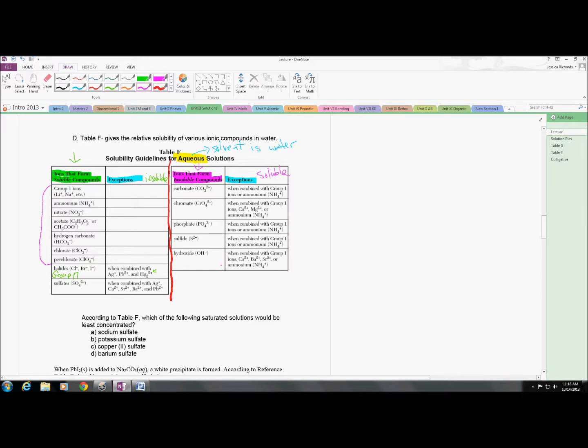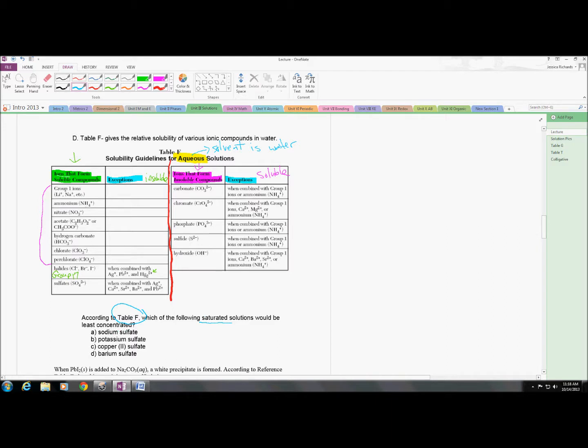Okay, we're going to look at some sample problems using reference table F. All right, let's look at the one in your notes first right here. According to table F, which of the following saturated solutions would be least concentrated? One of the things that happens with this question, and I know why it throws students off, is that it really is a lot easier than you think it is. Because they've thrown in this saturated solution part, you want to go to reference table G. You want to see numbers, you want to know amounts. But they told you to use reference table F. So instead of worrying about why you don't see the numbers, let's just do what reference table F tells us.